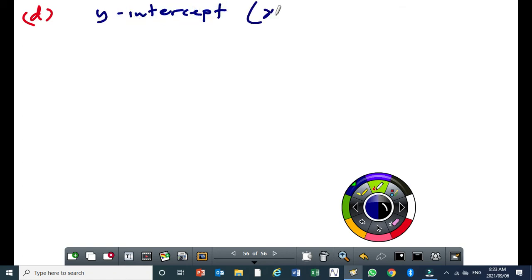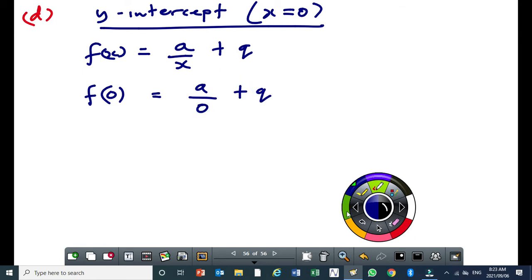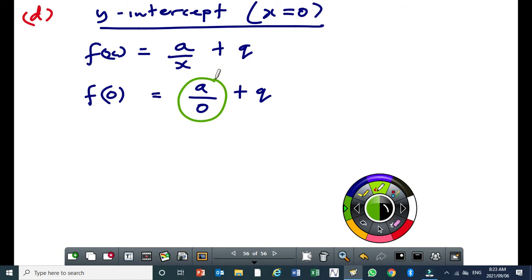Remember, you get this when x is 0. So the equation is f of x equal to a over x plus q. What we are going to do here is substitute x equal to 0. If we do that, we put f of 0 equal to a over 0 plus q. Obviously, what does this tell you?